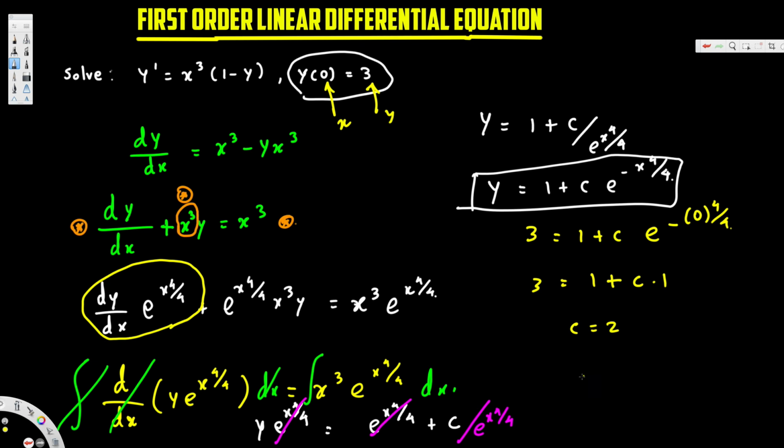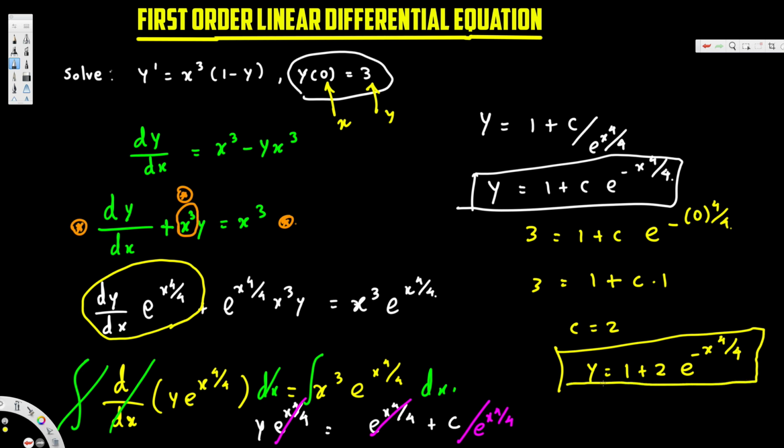So the final particular solution for this differential equation is y is equal to 1 plus 2 e power negative x power 4 divided by 4. And that's it. This is our particular solution. You can also use the separable method. You can also separate and integrate, and you will end up with the same answer.